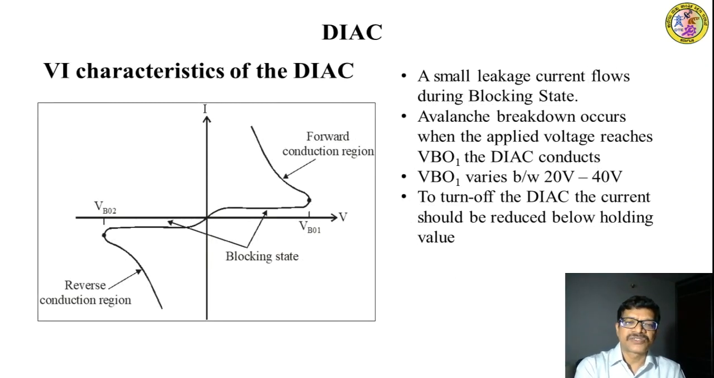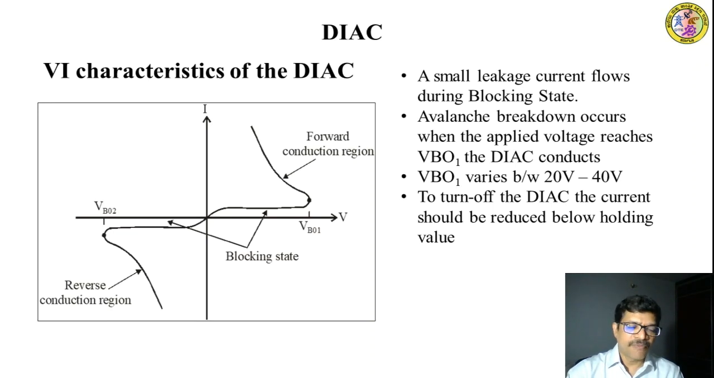VI characteristics of DIAC. The figure shows VI characteristics of DIAC. As seen from the figure, for a positive or negative voltage less than breakdown potential, a small leakage current flows through the device. Under such conditions, the DIAC blocks the flow of current and behaves like an open circuit.